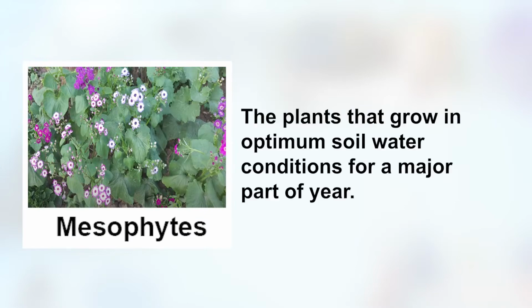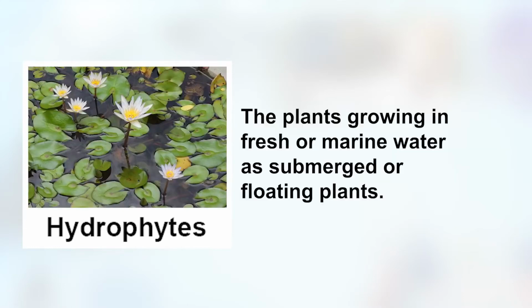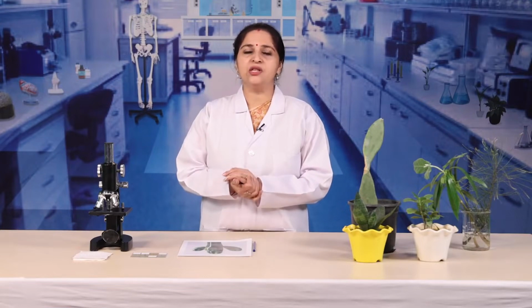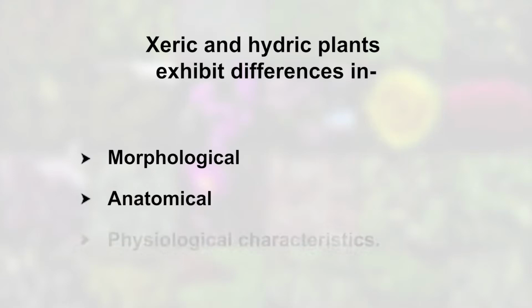Mesophytes are the plants that grow in optimum soil water conditions for a major part of the year. Hydrophytes are the plants growing in fresh or marine water as submerged or floating plants. The plants living in xeric and hydric conditions exhibit marked differences in their morphological, anatomical and physiological characteristics. We will observe whole plant parts and transverse section of leaf, stem or root in the given xeric and hydric specimens and know about the morphological and anatomical adaptive features of the plants.